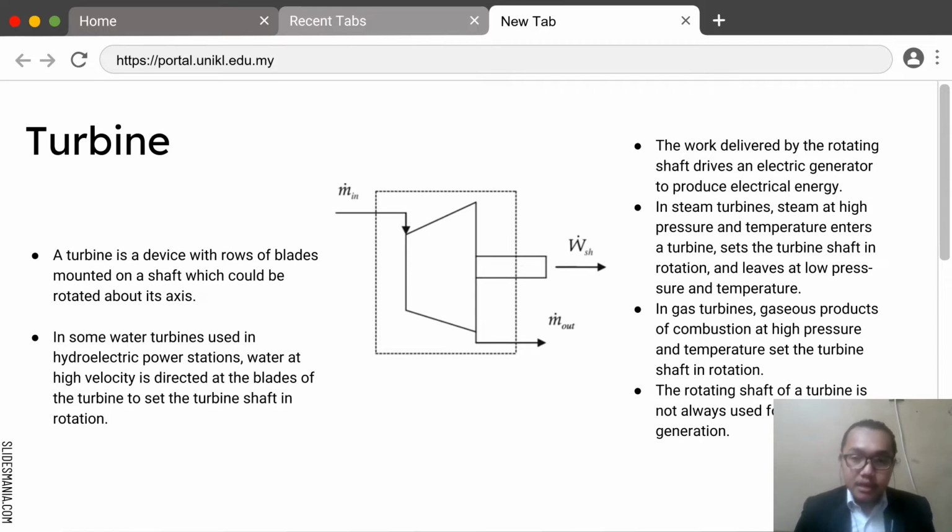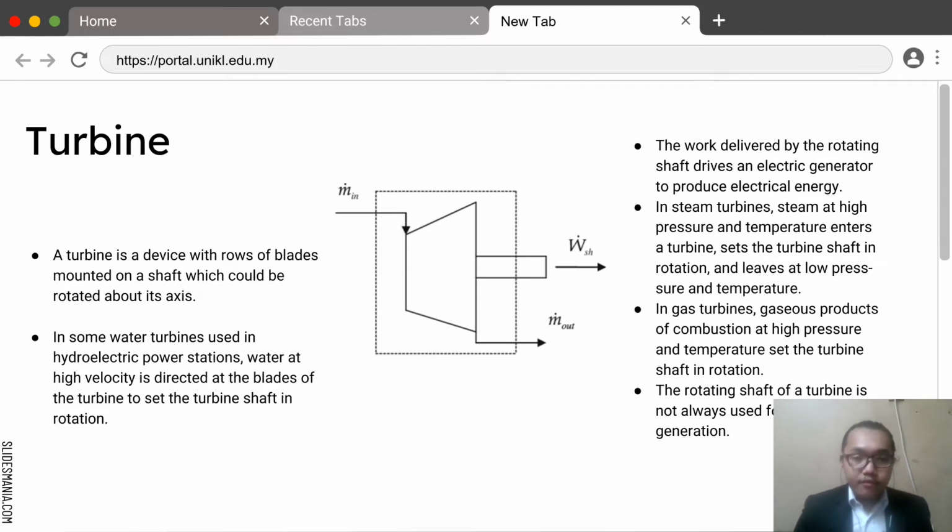In steam turbines, steam at high pressure and temperature enters a turbine, sets the turbine shaft in rotation, and leaves at low pressure and temperature. In gas turbines, gases, the products of combustion at high pressure and temperature, set the turbine shaft in rotation. The rotating shaft of a turbine is not always used for electrical power. It is also an essential part of a jet engine in an aircraft, which generates the thrust required to propel the aircraft.